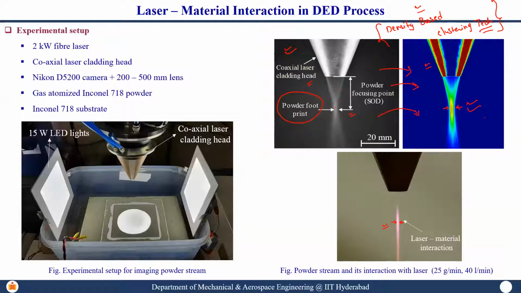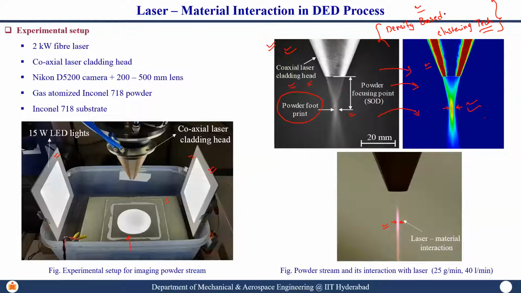In order to take all these images, we did not use any complex experimental setup. What we have used is this 15-watt LED lights that we use for our false ceiling. We kept 3 of them, 2 from this side, 1 from the bottom. We tried to eliminate the powder particles because the powders being metallic, they will shine. Then you just use any DSLR camera or any point and shoot camera from this side, and you can capture this powder stream. So this is how we have captured the powder stream, and then you can do all these studies using the Picasso software simply.